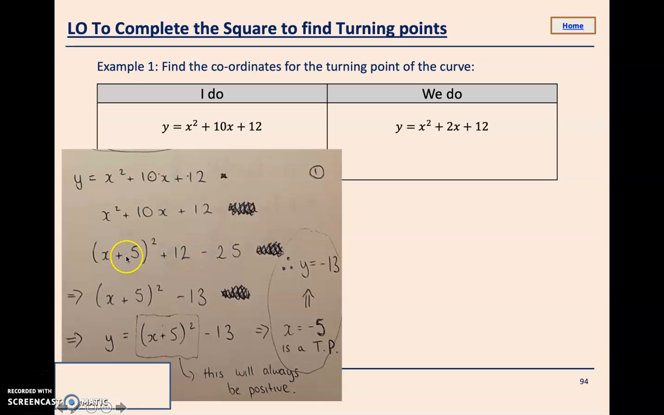So we can simplify these here. So 12 subtract 25, we're going to end up with negative 13. So now we've rewritten our formula here.